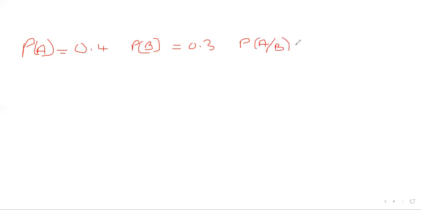Okay, so now I want you to try. Suppose we're given probability of A at 0.4, probability of B at 0.3, and probability of A given B as 0.4. I want you to find part 1, the intersection of A and B. Part 2, find the union set of A and B.